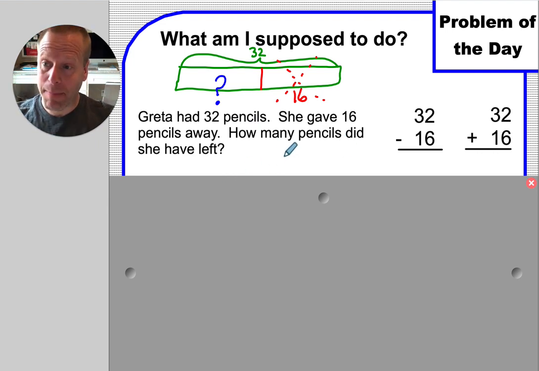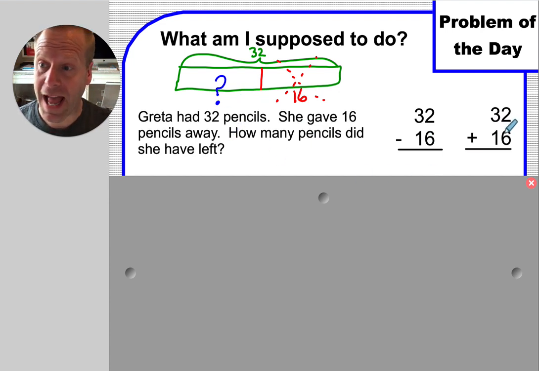So I'm taking a big number like 32 and I'm going to cut off that 16 part, and I'm going to be left with this part over here. That's what I'm trying to do in this story, right? This is a model of what happened. So do you think I could make this model true by subtracting to get the missing part? Or do you think I would add all the numbers together to get the missing part?